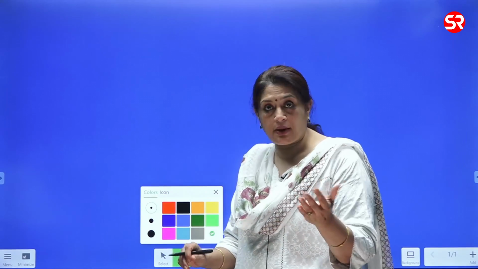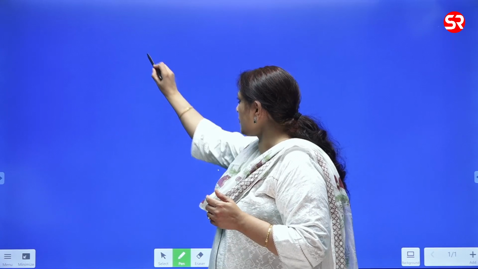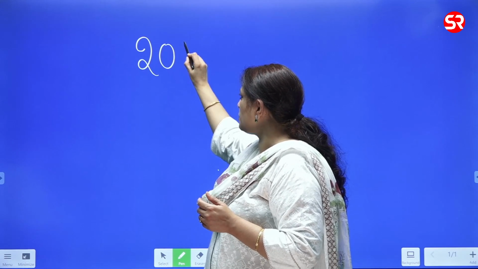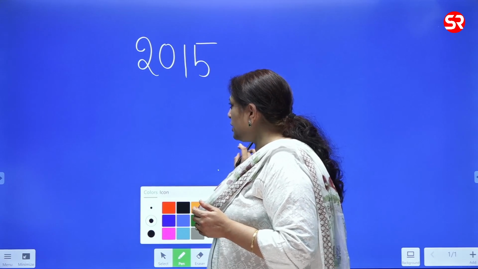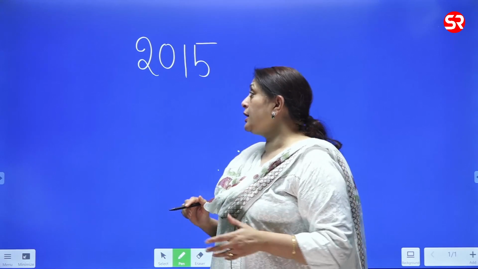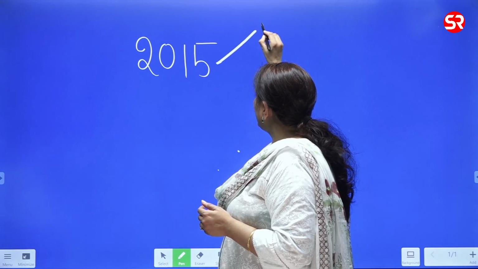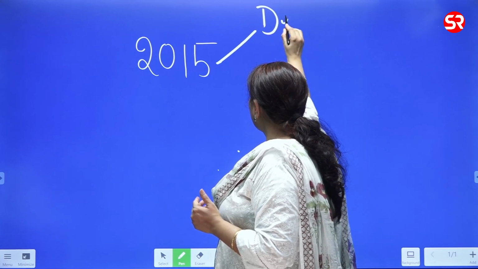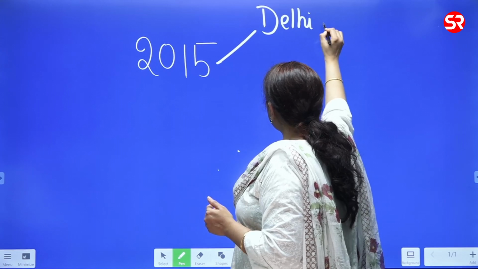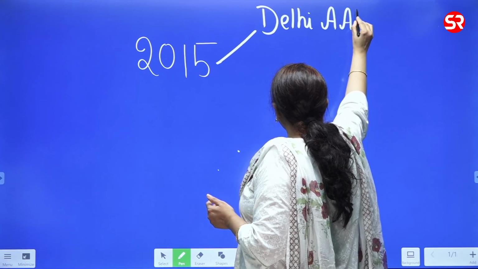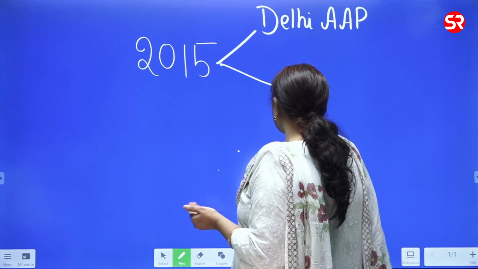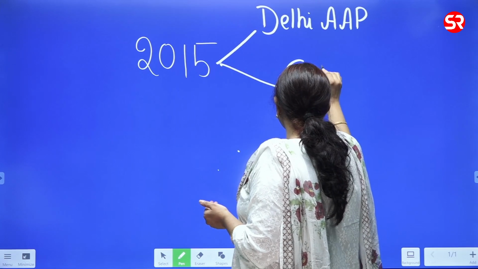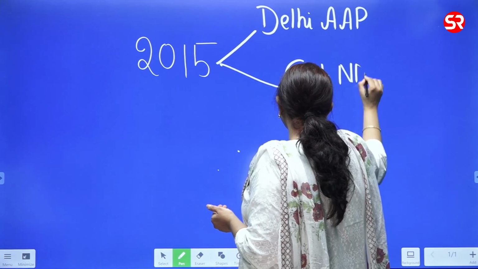The issue is that in recent years, especially if I talk from 2015 onwards, what does this 2015 denote? This 2015 denotes that in Delhi there is an AAP government, and at the union level there is the government of NDA or BJP.